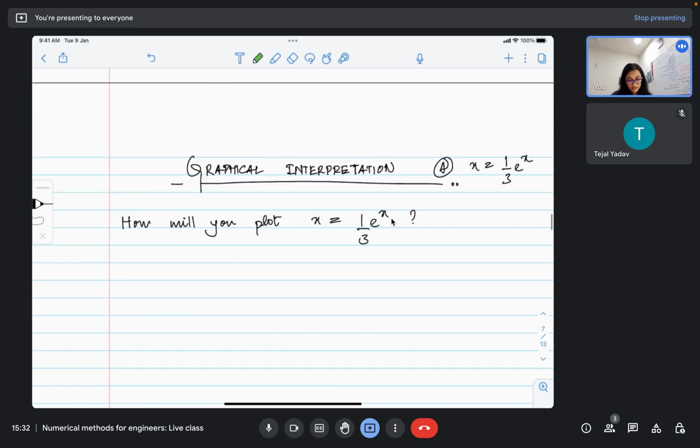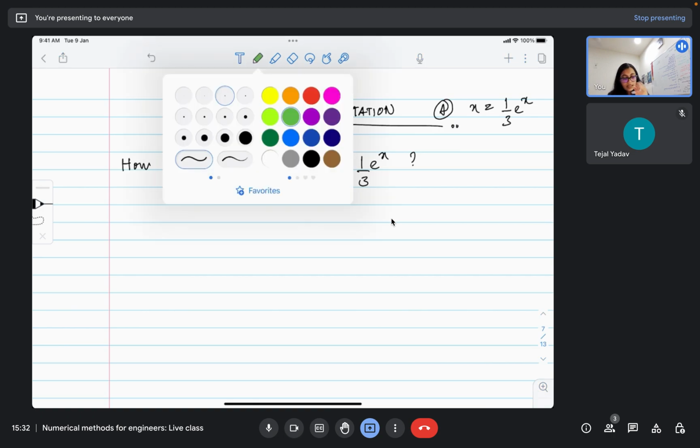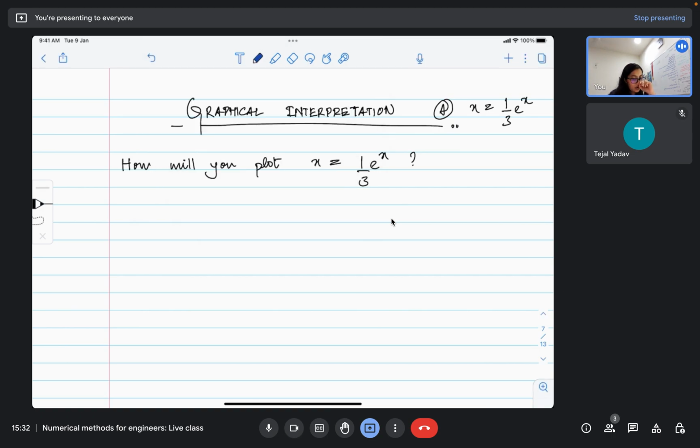Can you tell me here? I have kept this page blank so far, so here we will have a discussion. Can you tell me what is happening? Suppose this was the type A, where we had recasted the equation in the form of x is equal to 1 by 3 e to the power x. When you see this particular equation in this format, do you have any understanding of how the plot is supposed to be?